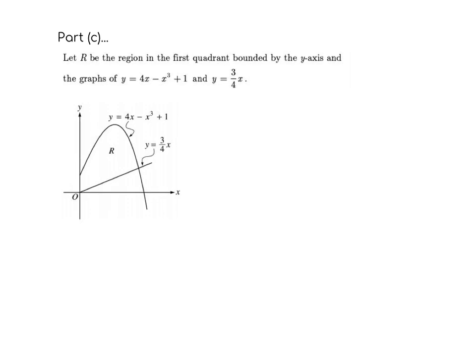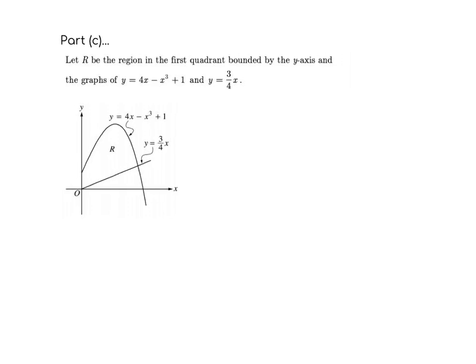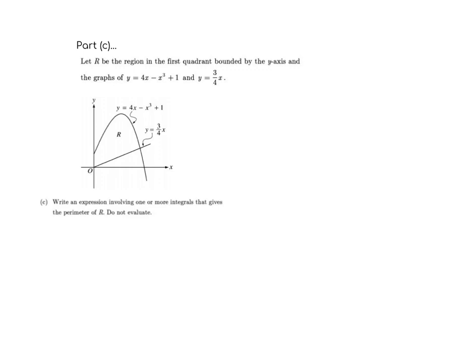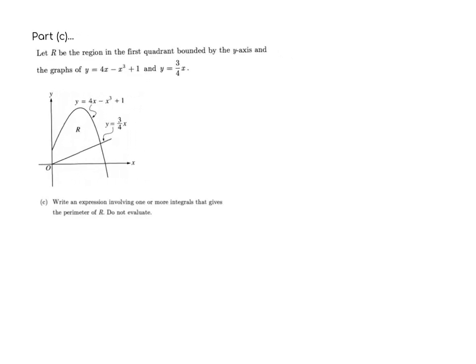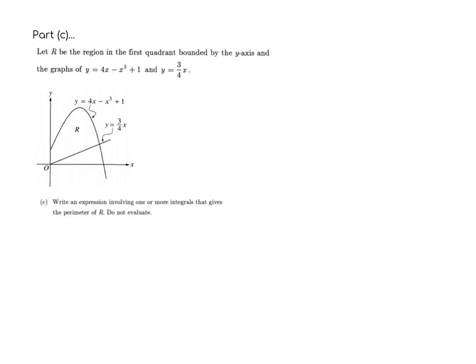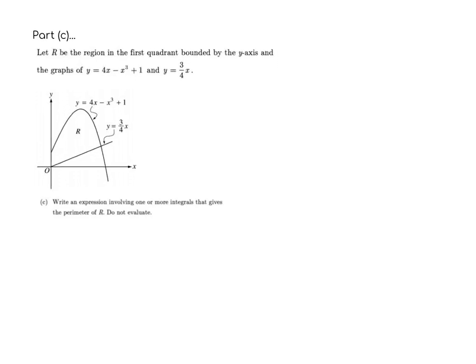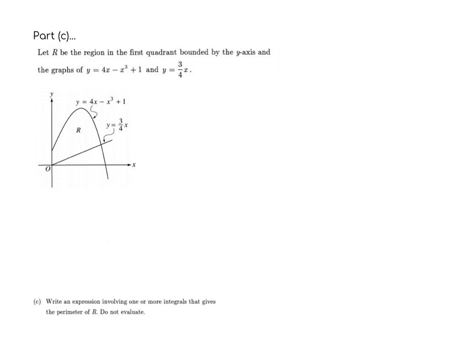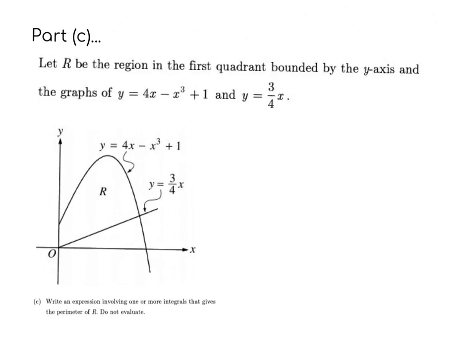Part C. R is the region of the first quadrant, bounded by that. I'd forgotten to paste the question, but now it is there. Write an expression involving one or more integrals that gives the perimeter of R. Okay. So I have a whole bunch of pieces here that I need to think about. Let's take care of the easiest part, maybe. So let me move the question down here and let me make the picture bigger so we can play.